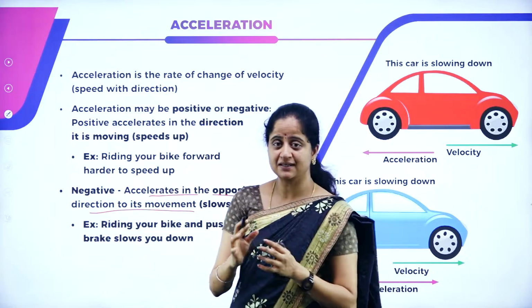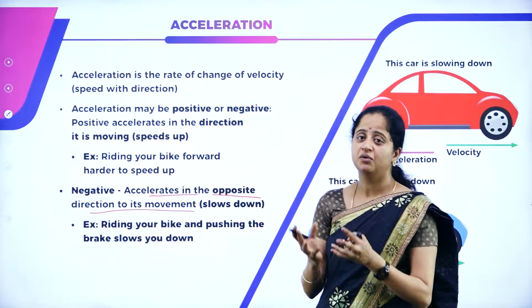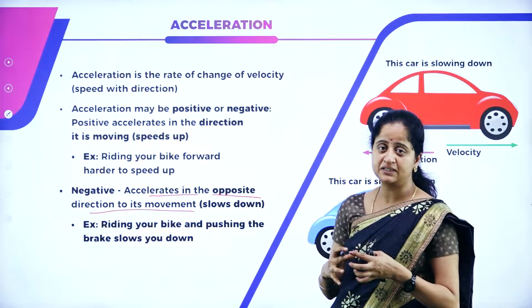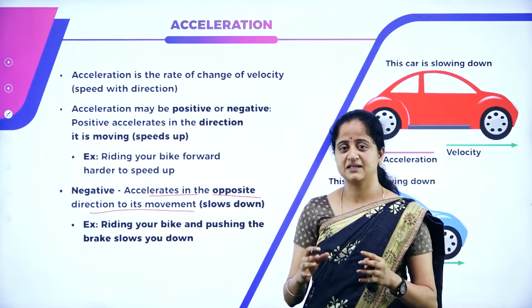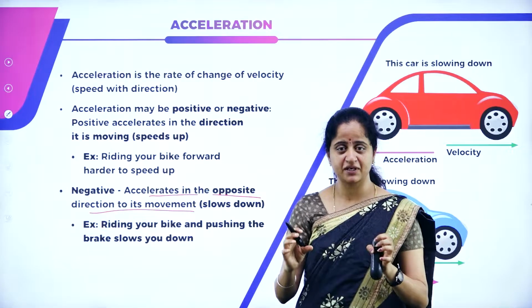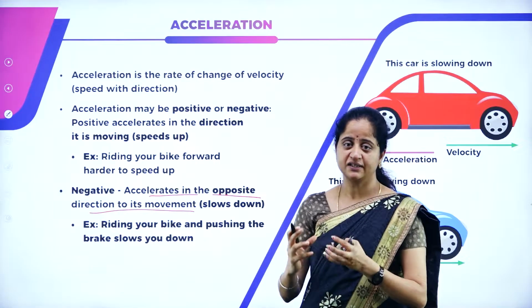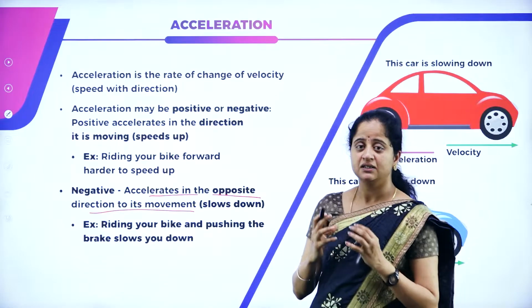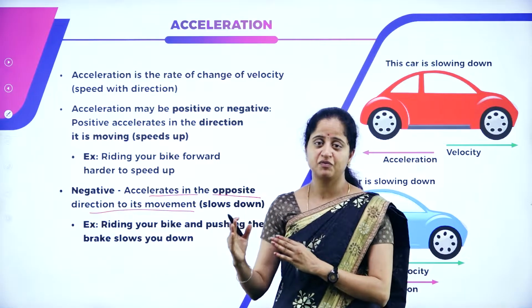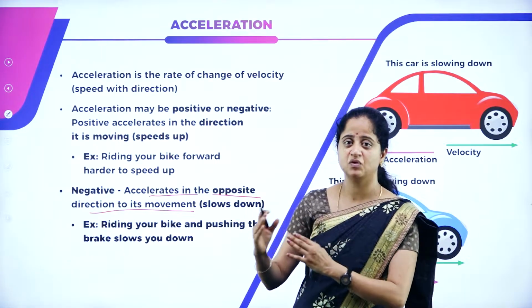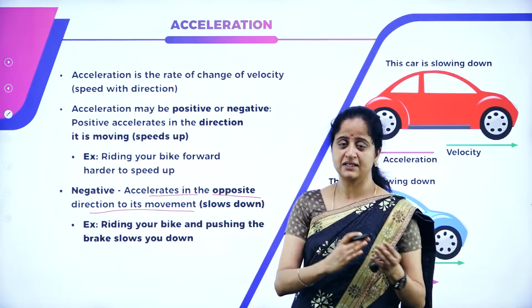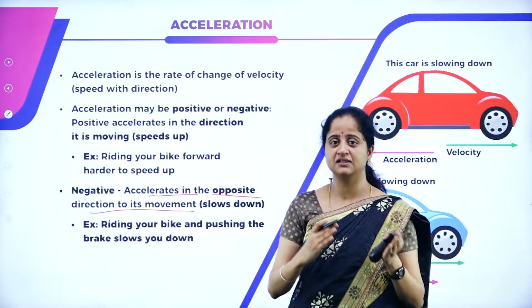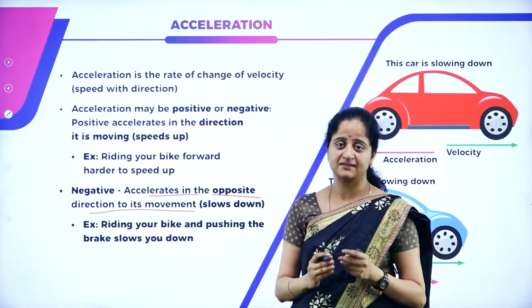So when the body accelerates in the opposite direction, the body will slow down. The speed of the object which is moving will slow down. For example, when we apply brakes while riding, it will slow down the vehicle. So that is negative acceleration. See here, positive acceleration of a body is nothing but the body in motion accelerating in its own direction of motion. If it is accelerated in the opposite direction, then it is said to be a negative acceleration.